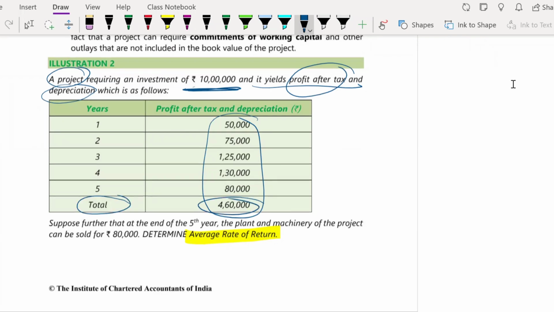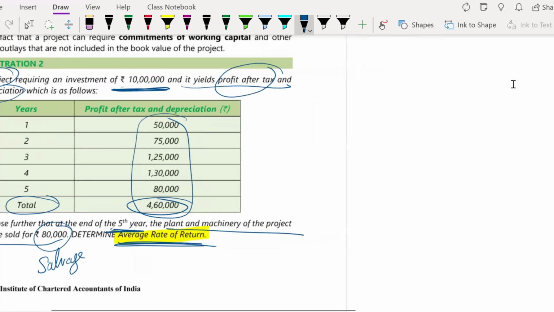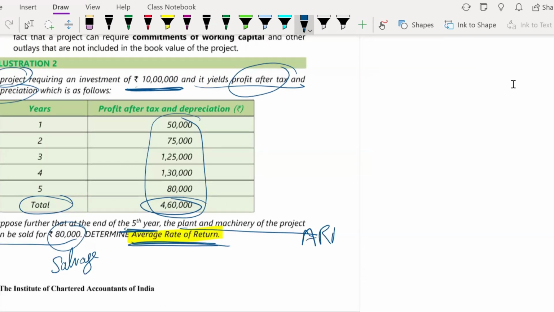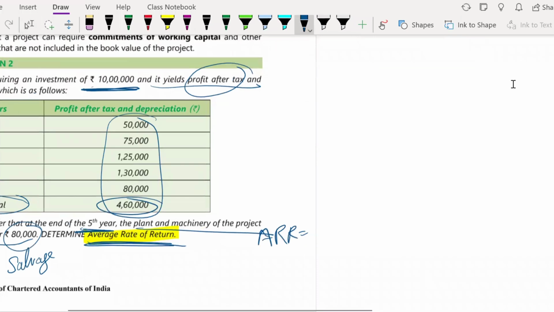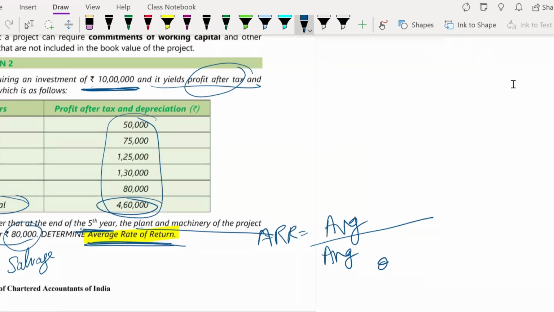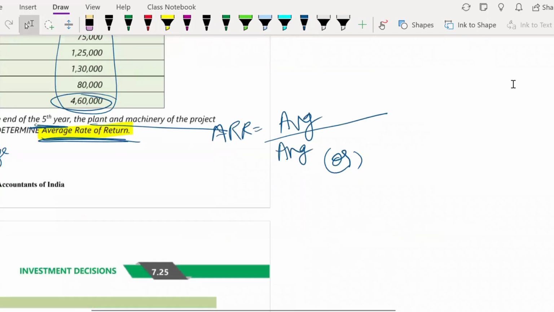Okay. Suppose further that at the end of the 5th year, the plant and machinery of the project can be sold for 80,000. That means here you have a salvage value of 80,000 for the plant and machinery. You have to determine the average rate of return. What is the formula of average rate of return? Hope you all remember. The average rate of return formula is something divided by something on average. It has 2 formulas. Quick.